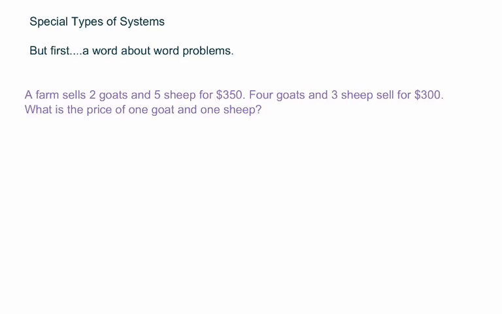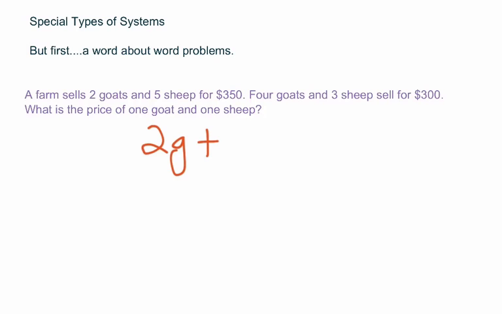And I did make up these numbers on the fly, so forgive me if they're terrible. But a farm sells 2 goats and 5 sheep for $350. 4 goats and 3 sheep sell for $300. What is the price of 1 goat and 1 sheep? And the way you would go about doing this is you would say something like 2 goats times the price of the goat. So G is the price of a goat.